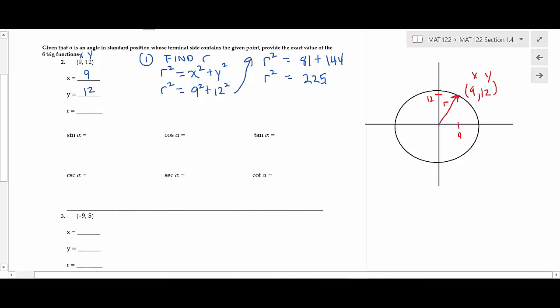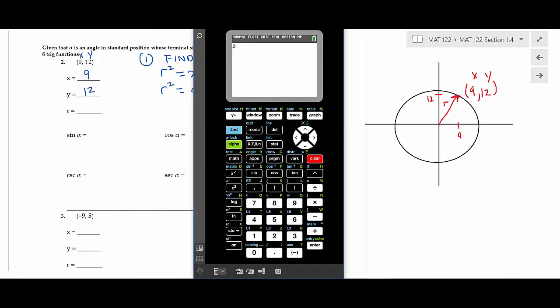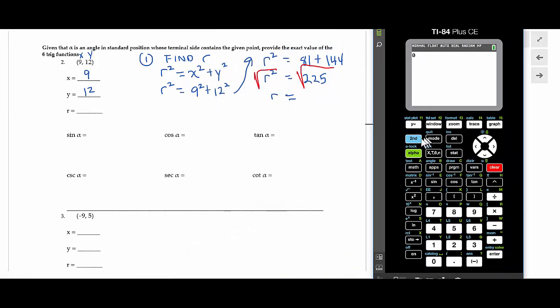Now 225 is not r. That's the square of the radius. So think about your background: what do you do to turn r squared into r? Right, you take the square root. So r equals the square root of 225. Now that's 15. Some of these things you'll know, and sometimes you're going to need to get your calculator out. On a TI, you would go second x squared to get that to come out, and then 225. You're going to work with square roots quite a bit. So r is equal to 15.